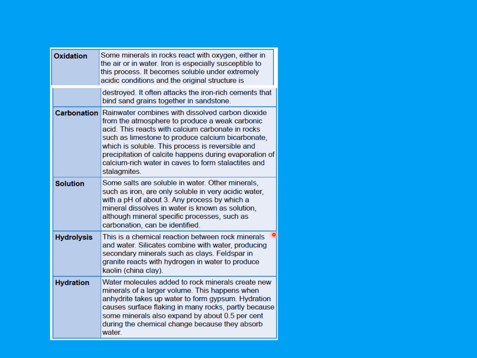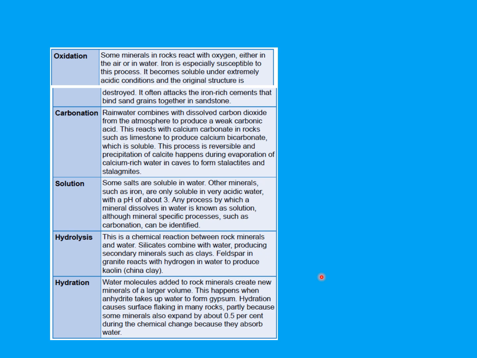If we go to hydrolysis, this is again where you get a reaction taking place. Acids in the water combine with certain types of rock, and they produce secondary minerals such as clay, and you get some sort of solution running off. Granite, which is one of the toughest rocks out there, reacts with the hydrogen in the water and produces a number of substances, and some of this flows away with the water, and it leaves a weaker rock structure.